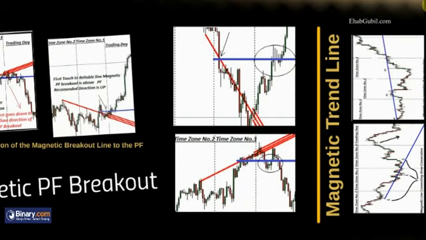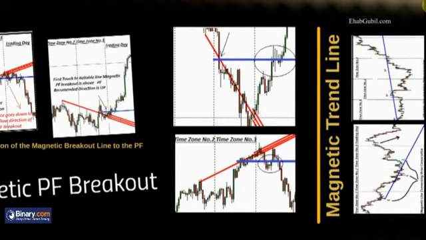In this example, we can see that we don't depend on the direction of the reliable breakout, but we depend on the position of the breakout line relative to the PF.